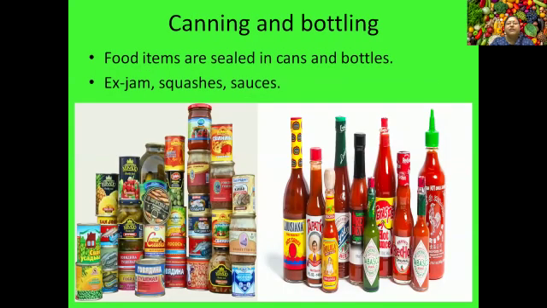Now the last method is canning and bottling. Food items are sealed in cans and bottles. Since they are sealed in cans, it's called canning, and when it is sealed in bottles, it is called bottling. Here the examples are jam, squashes, and sauces. On the left side, you can see that these food items are kept in cans. The cans are tightly sealed so that no moisture gets inside, and without moisture, the germs will not be able to survive. So the food items will not get spoiled.